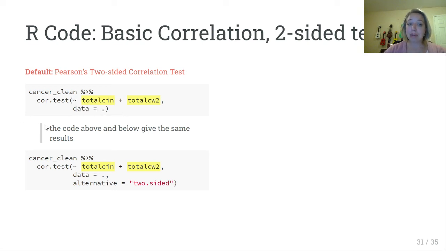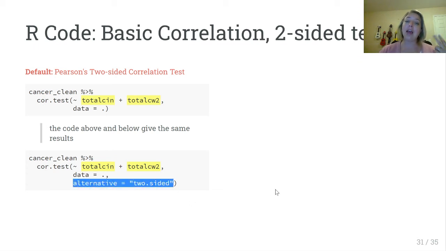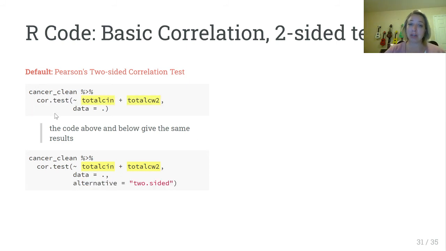This syntax up here does the exact same thing as the syntax below it, where we've specified we want a 2-sided test. Because by default, cor.test does a Pearson correlation coefficient for a 2-sided test, and it will give us a 95% confidence interval. It does all those things by default.